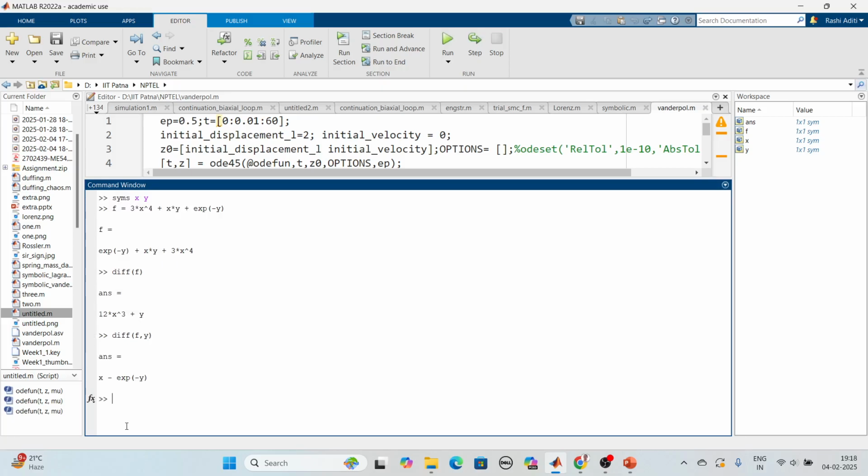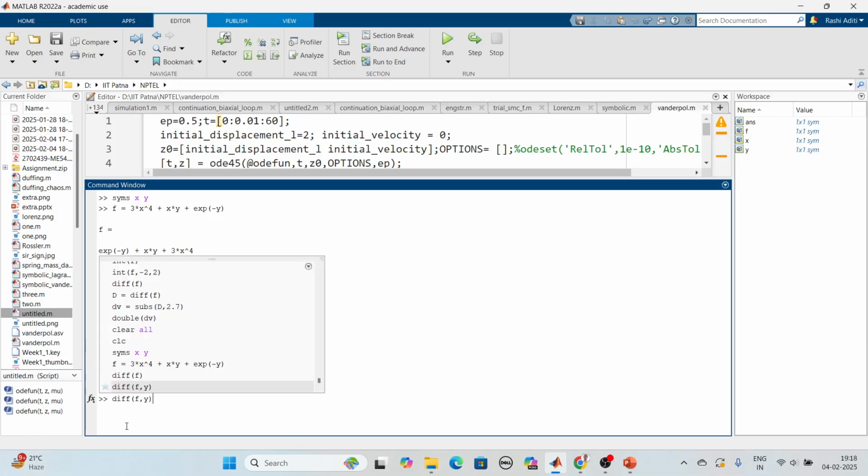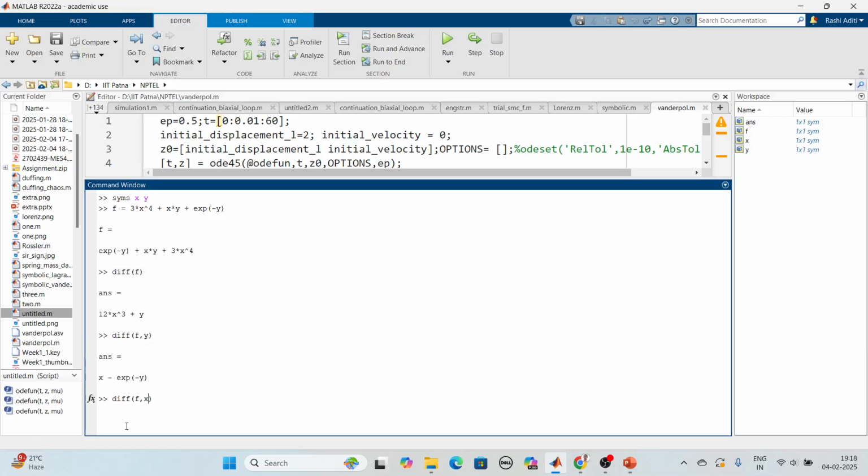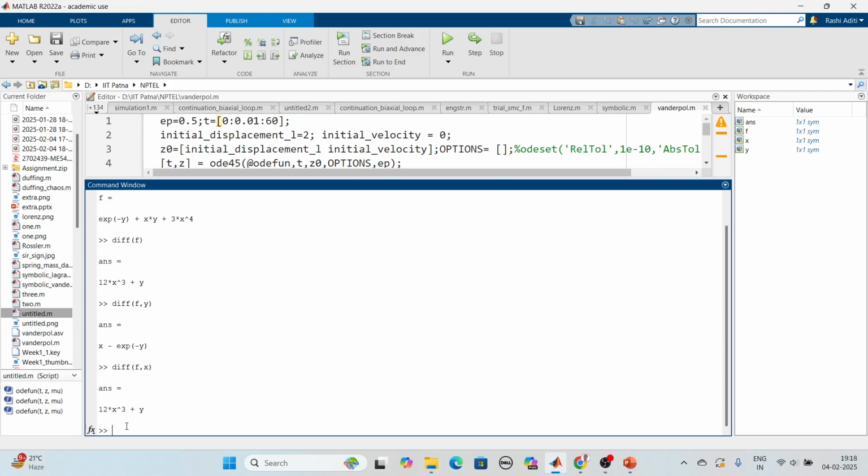Now see, now I got the differentiation with respect to y. Similarly, for getting the differentiation with respect to x, I can give f comma x. Here also I got the differentiation with respect to x.